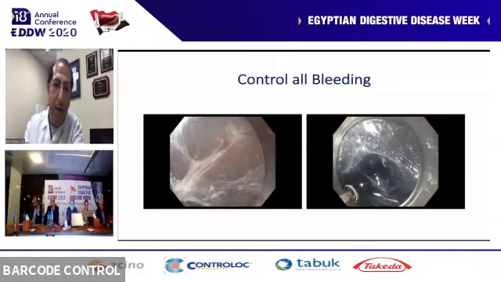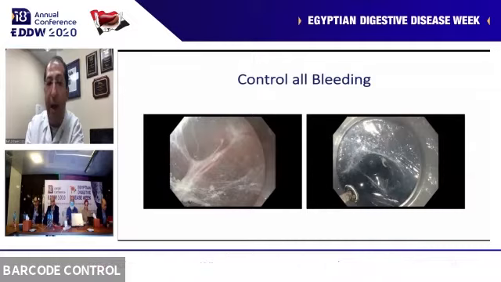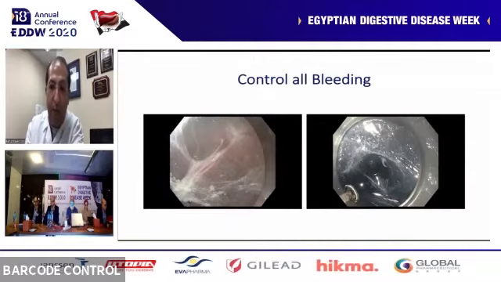Again, you control all the bleeds, you coagulate. To the left, you see a vessel that was partially coagulated. This vessel is not completely controlled. This vessel needs to be addressed again with complete coagulation. I'm going to show you a video.